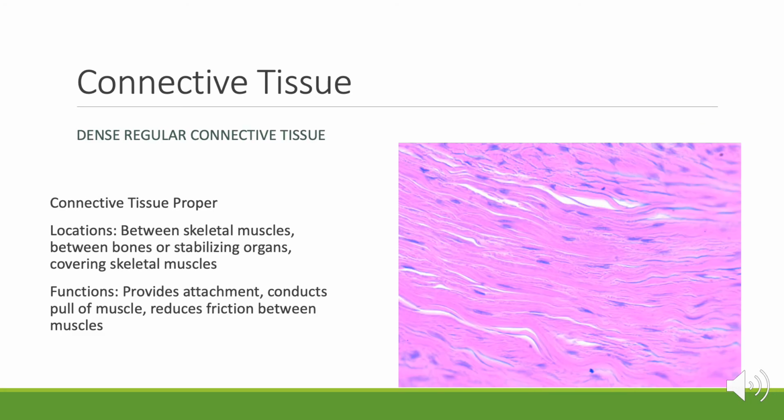Now we have dense regular connective tissue. This consists mainly of collagen or elastic fibers, and these are organized into thick bands which are all running parallel to each other. These can be found between skeletal muscles or bones and function as attachments or to reduce the friction between muscles.